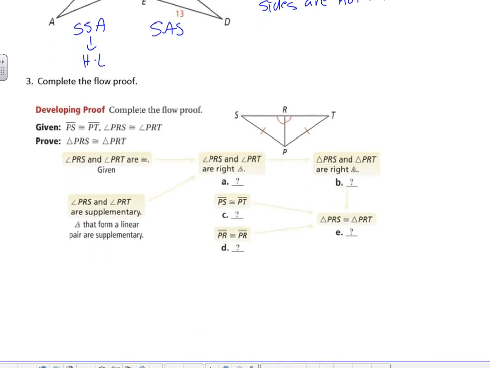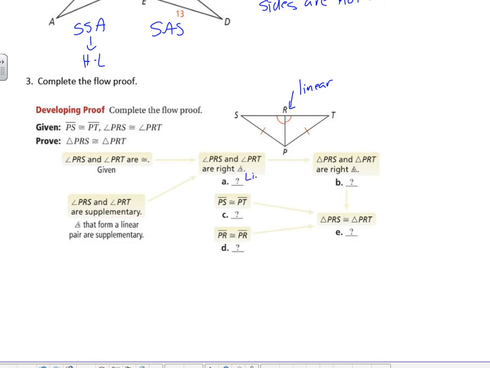All right, so here we go. Now we have complete the flow proof. In this, PS is congruent to PT, and angle PRS and angle PRT are congruent. So the next one says angle PRS and angle PRT are right angles. Now, here's why. We know that they're given, and we know that this right here forms a linear pair. This is one of those we haven't used as much, but why is that?